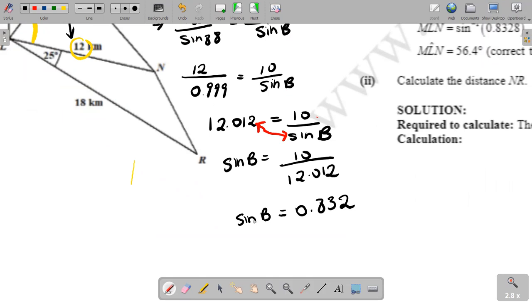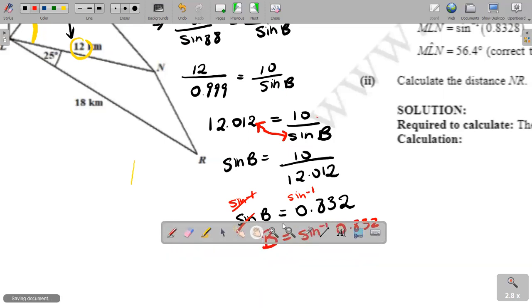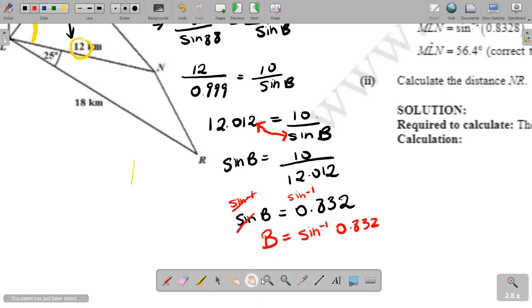No. They didn't ask us for sine B, they asked us for B. So to get rid of sine, we do sine inverse. Whatever you do on one side, you have to do on the other side. So sine inverse is going to cancel sine, and it's going to leave us back with B alone. So B is equal to sine inverse of 0.832. So put this in your calculator. If there's anything I want everybody to do, it's put that in your calculator and tell me what you get.